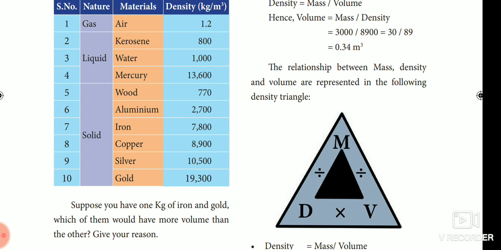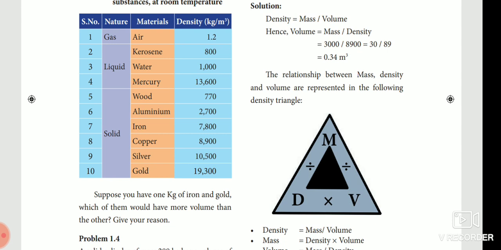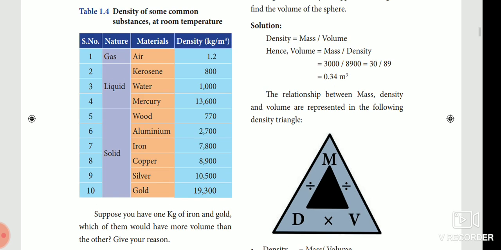Aluminium 2700, iron 7800, copper 8900, silver 10500, gold 19300. Suppose you have 1 kg of iron and gold, which of them would have more volume than the other? Okay children, we will see.